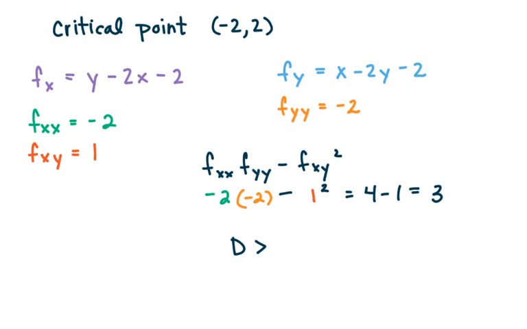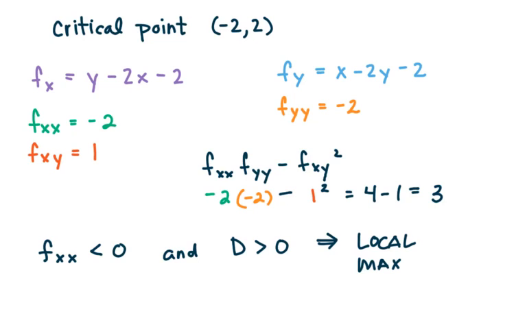So since my discriminant is a positive number, it's greater than 0, then we know that this is going to be an extreme value. It's either a local max or a local min. So then we go back and we look at fxx, the second partial derivative with respect to x twice of our function. In this situation, that is a negative value. We have -2. Since that is less than 0 and the discriminant is positive, we can go and say that this is a local max.